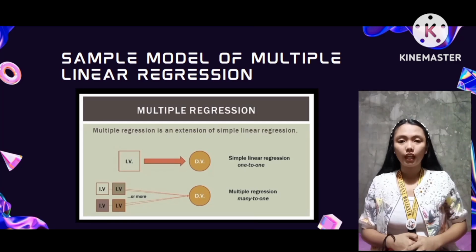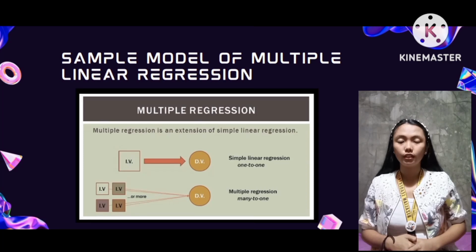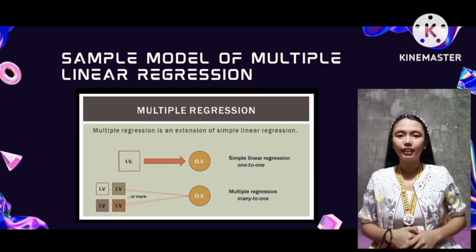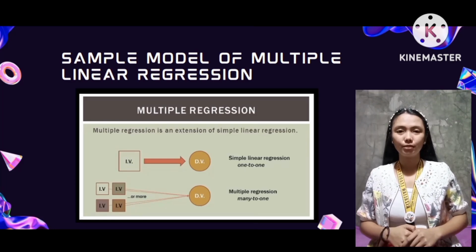Like what I said a while ago, the two or more independent variables should be correlated to the one dependent variable, but they are not necessarily correlated to each other. In multiple linear regression, the y variable is the dependent variable and the x variables are the independent variables. And that is the introductory part of multiple linear regression. And that's all my part.